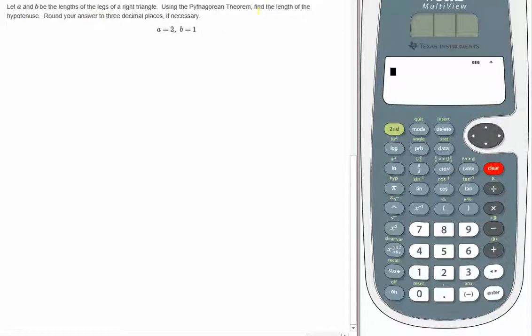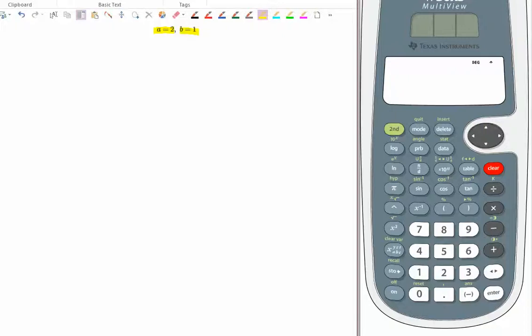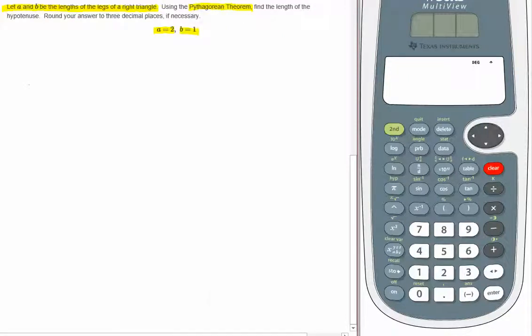Okay, here's a typical Pythagorean theorem problem. It says that we're going to let A and B be the lengths of the legs of a right triangle. They're telling me that one of the legs is 2 and the other one is 1. So first of all, let's just sketch a picture of a right triangle.